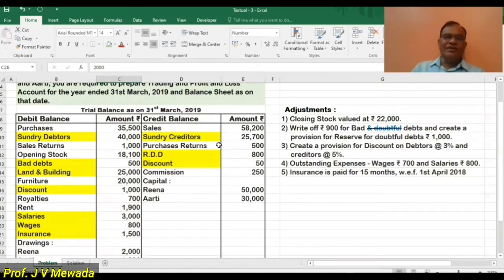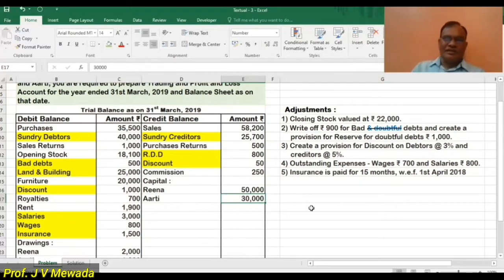Now on the credit side, we have sales, so trading account credit, then we have creditors, so liability side, then we have purchase return, that is subtracted from the purchase, then we have RDD, we will subtract from the bad debts formula, discount, profit and loss credit, commission, profit and loss credit, and capital of Reena and Aarti we will be showing on the credit side of capital account.